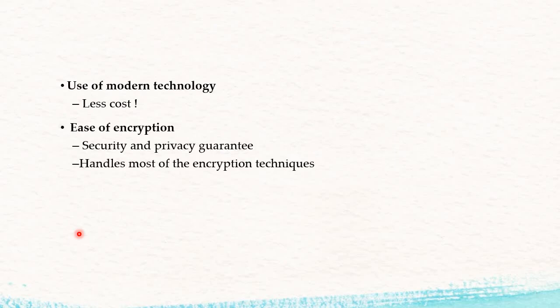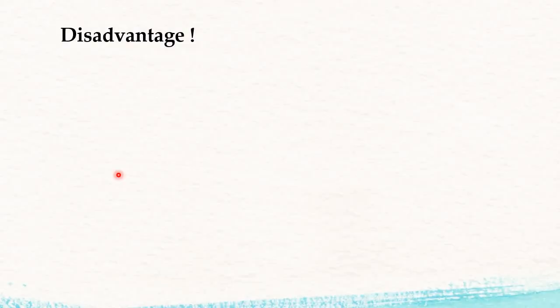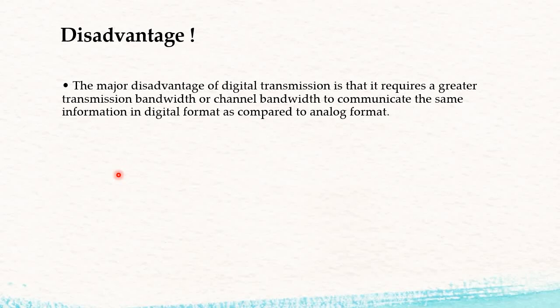So the cost of digital communication is less, and ease of encryption. Now the security and privacy guarantee is there, as it handles most of the encryption techniques. So if you're transferring data using a digital communication system, the security and privacy are more compared to analog communications.